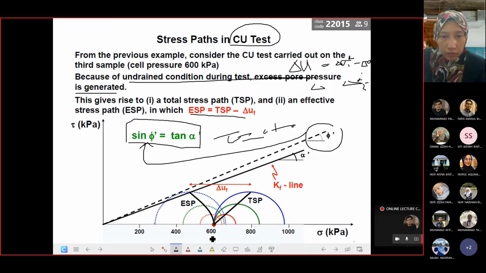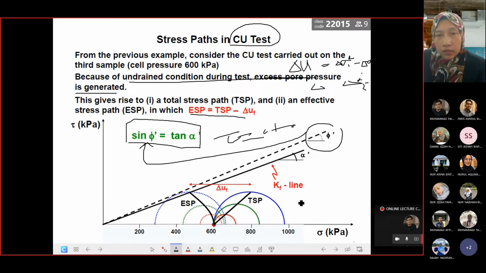So again, before you can get UF or vice versa, you need information related to initial stress and final stress. So initial stress and final stress, horizontally or vertically, can give you the delta sigma 1 and also delta sigma 3.